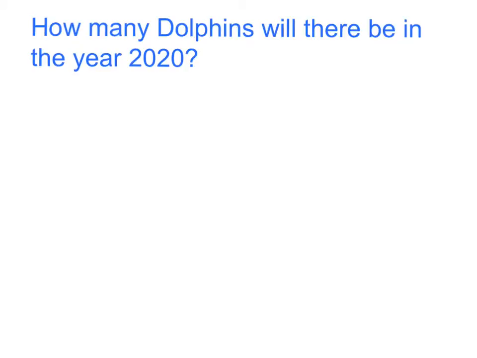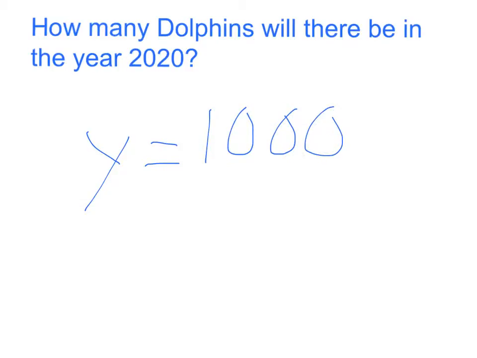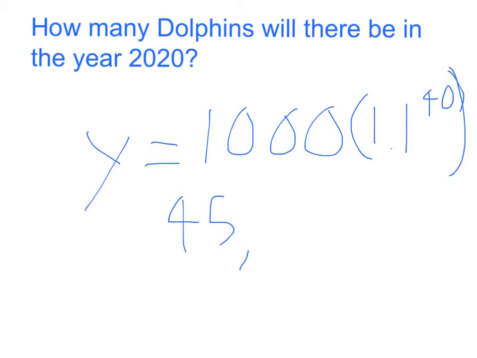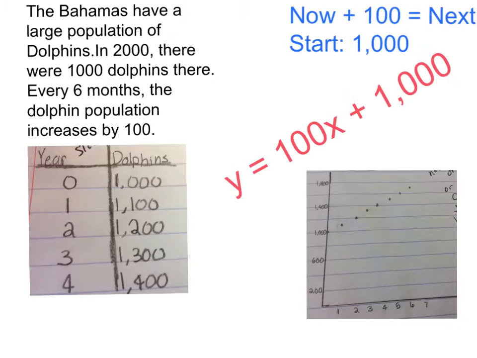So you have to do y equals 1,000 times 1.1, and since it's every 6 months, you have to do it to the 40th power. And the answer to that would be 45,259 dolphins. Okay, now we're going to move on to our linear growth problem.